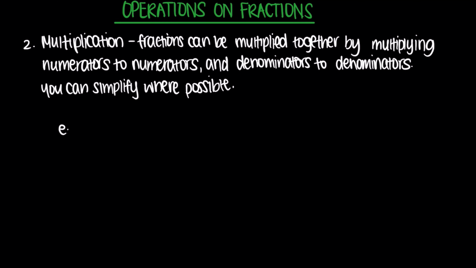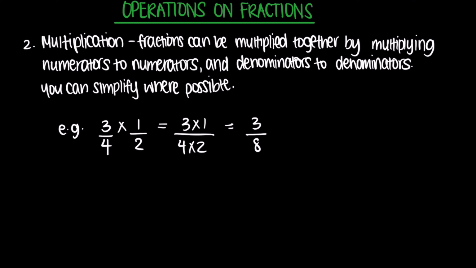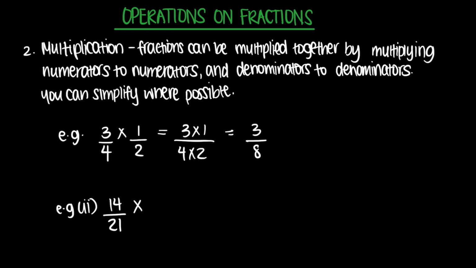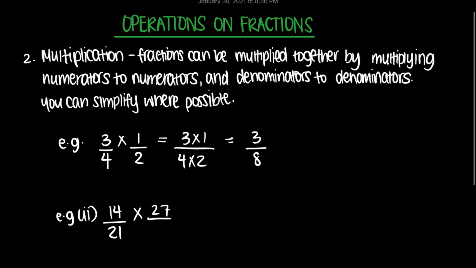For example, 3 over 4 multiplied by a half. We multiply the numerators together, so 3 multiplied by 1, all over, we multiply the denominators together, so it's 4 multiplied by 2. This gives 3 over 8. Example 2, 14 over 21 multiplied by 27 over 10.